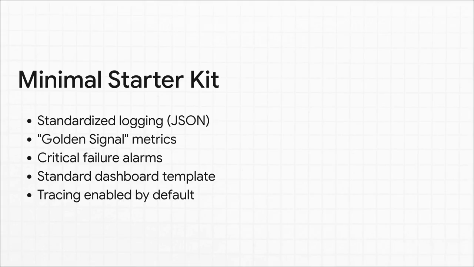Second, capture those basic golden signals. We're talking latency, traffic, and errors. Next up, create a default alarm for something truly critical, like a big spike in 5xx server errors. Fourth, build a standard dashboard that shows those golden signals. And finally, just enable tracing by default. Get these 5 things right, and you've built a powerful foundation.